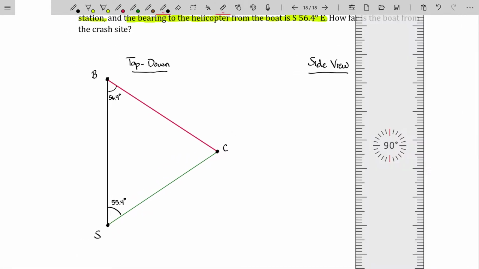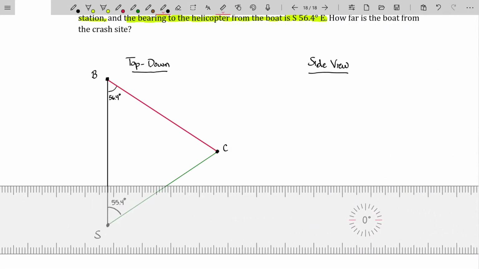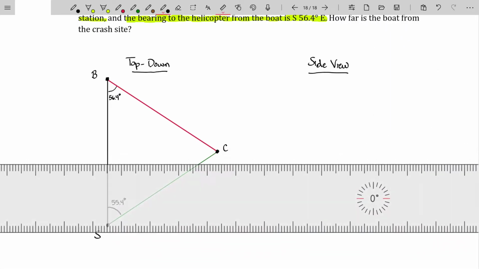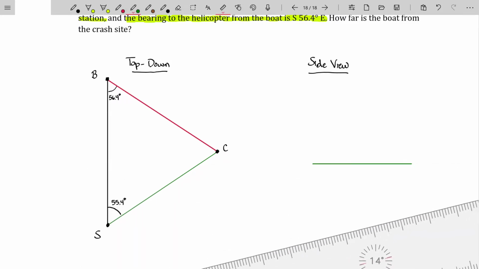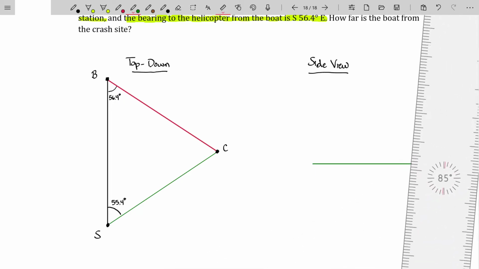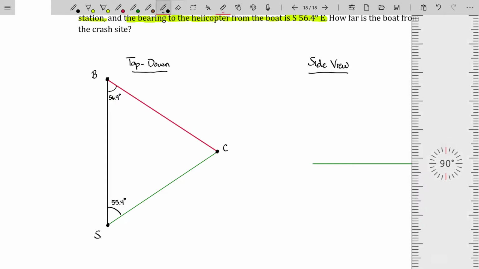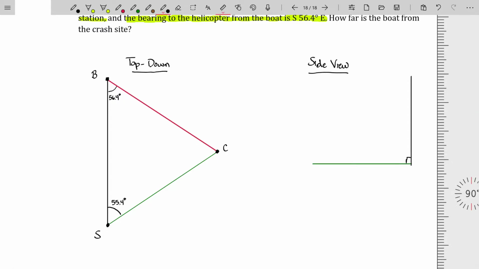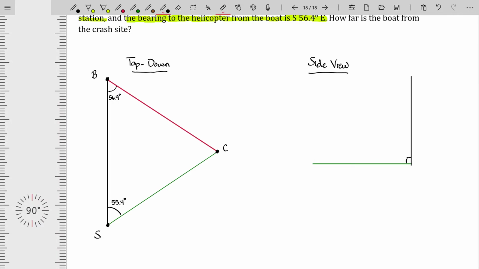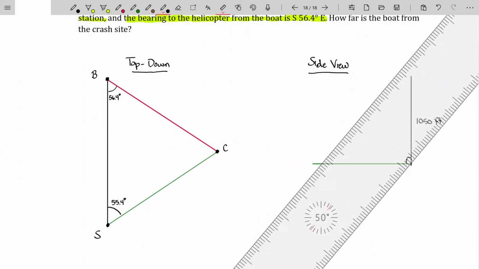So I'll bring up my ruler. I'll just do a side view. And you'll notice something interesting about my side view. I use green as the horizontal side, and I could use blue or black as the vertical side. Actually, it doesn't really matter. What's interesting about the vertical side is that it's vertical versus the horizontal side, which is horizontal. But that vertical side, move this ruler over to the other side, is 1,050 feet. And this creates a right triangle.